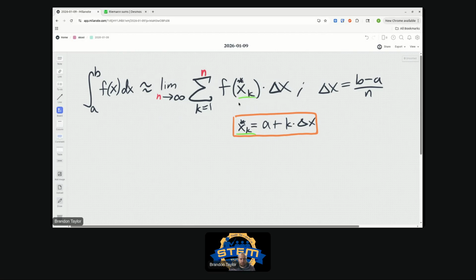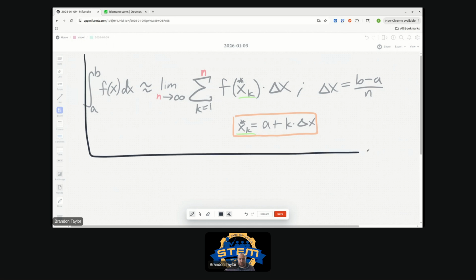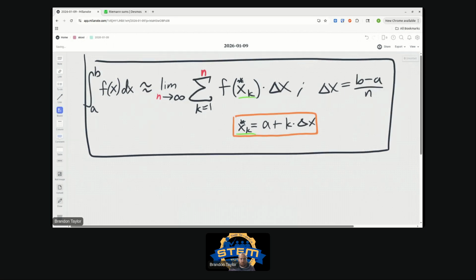Another way you can think about what this really is, is the limit definition of the integral. If you want to think of it like that, we talked probably a lot earlier in the year about the limit definition of the derivative. This is the limit definition of the integral. So hopefully that makes sense.